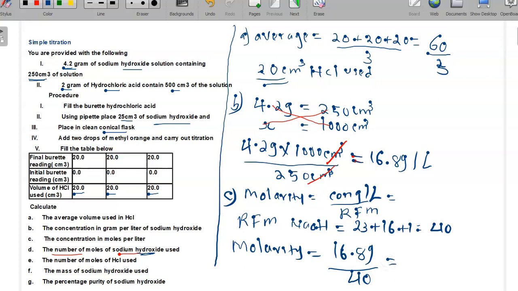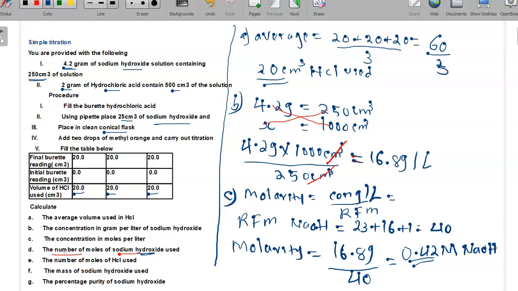What do you get? 16.8 divided by 40. The answer is 0.42 molar of sodium hydroxide. This is the molarity of sodium hydroxide. Good.